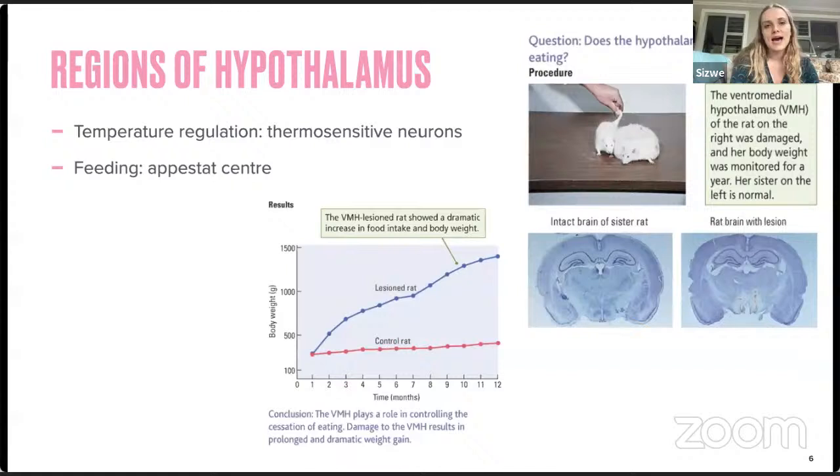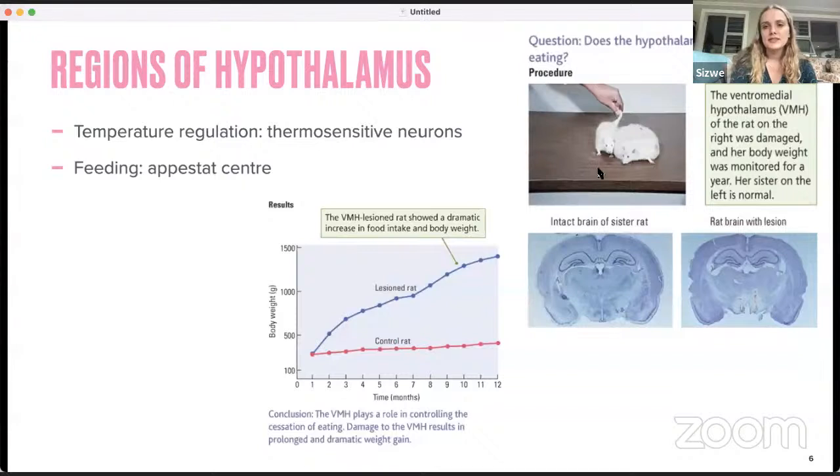The ones that he highlighted: temperature regulation takes place where there are thermosensitive neurons. Don't worry if that sounds a little bit big and wordy. Thermo in biology always means it relates to temperature. And sensitive obviously means that if something changes with the thermo part, it's going to have an effect. So thermosensitive, regulating temperature, and the neurons within the hypothalamus are going to be in charge of that. And then the apostat center is in charge of feeding.